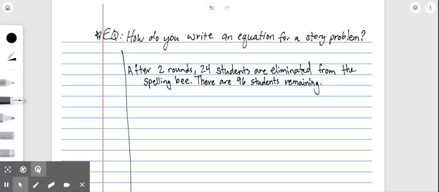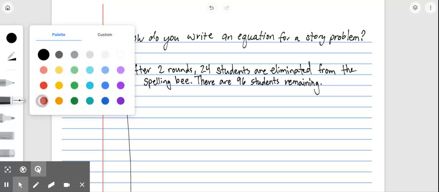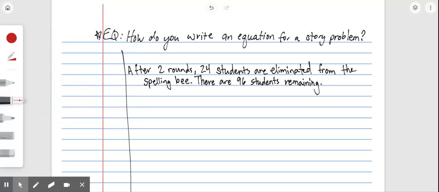Okay, so our first example is, after 2 rounds, 24 students are eliminated from the spelling bee. There are 96 students remaining. So our question, which was included in the problem, I kind of wanted to give you the problem first. The question is, write an expression or an equation to find the starting number of students.